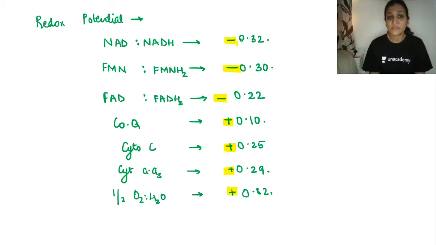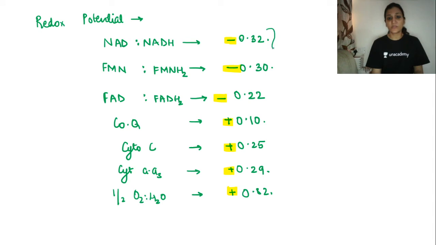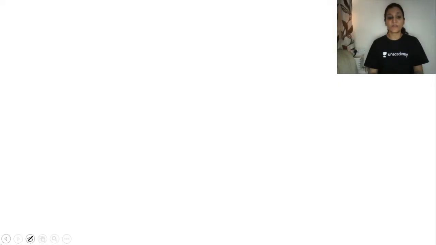So the ones which are negative will lose electrons, and the ones which are positive are going to gain electrons. So electrons are transferred from negative redox potential to positive redox potential. The electrons will move from negative redox potential to the positive redox potential. This will be the path of electron.